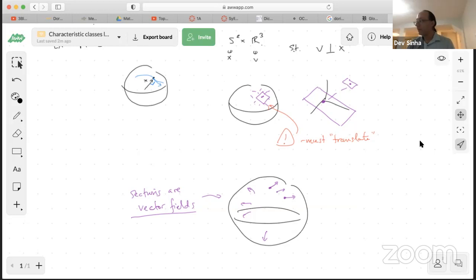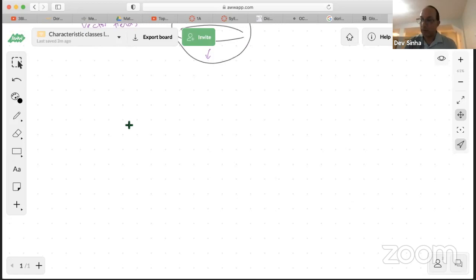So this leads to the following, again, informal definition, but it's going to be, the first, we'll call it the first numerical invariant of vector bundles.